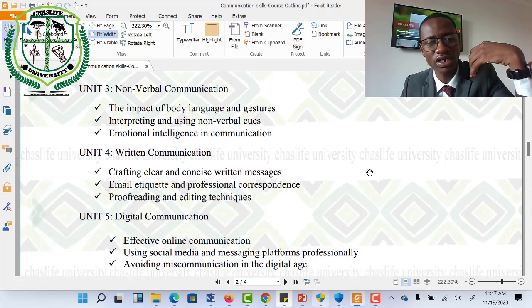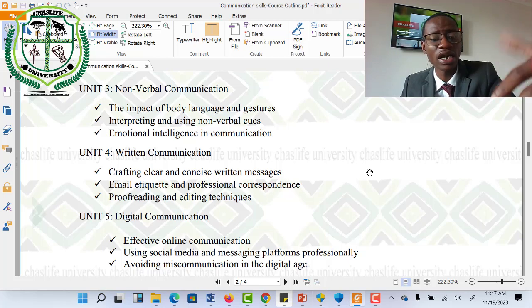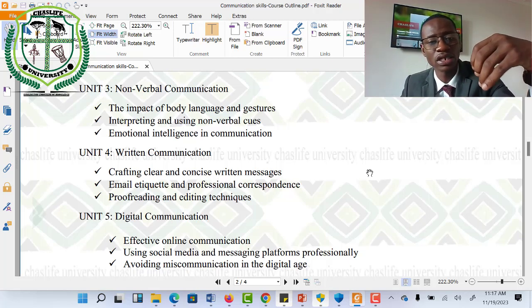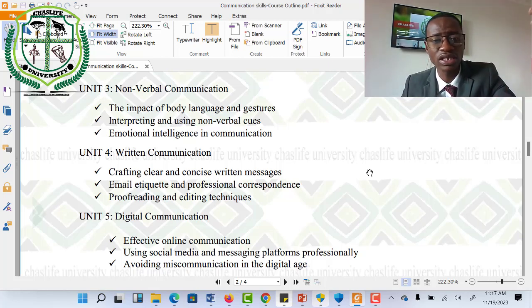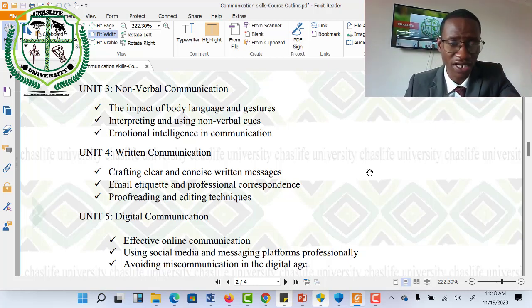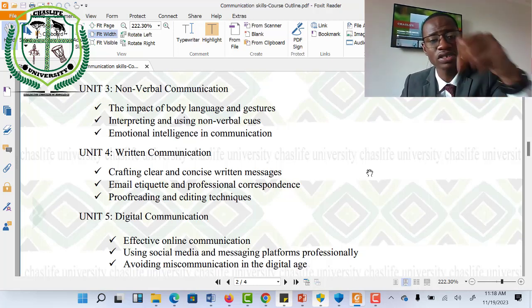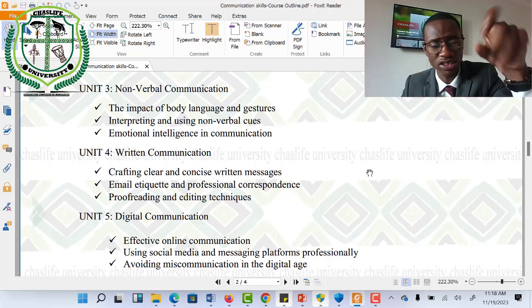Chapter 4, we're going to look at written communication. Under written communication, we're going to learn crafting clear and concise written messages, how to write clear messages, emails, professional correspondence, as well as proofreading and editing techniques. Those of you that want to be writers, you can be a secretary, you can be working at the front desk, you can be doing different things. This chapter will help you, which is chapter 4.